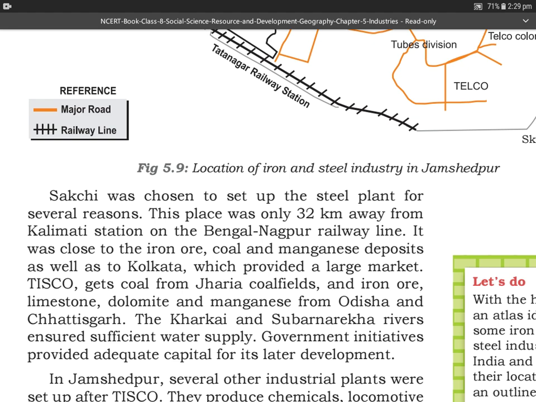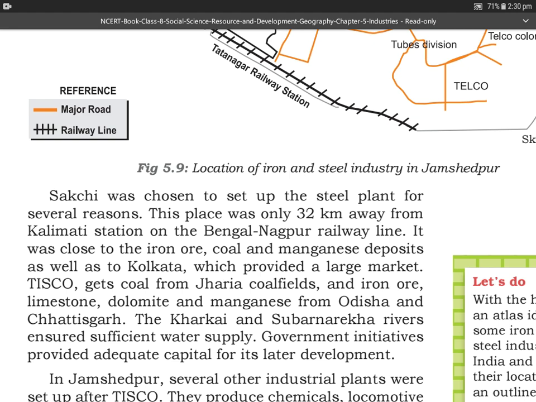This place was only 32 kilometers away from the Kalimati station on the Bombay-Nagpur-Kolkata railway line. So first point, transportation was easily available. It was close to the iron ore, coal and manganese deposits as well as Kolkata, which provided a large market. So because of raw material and market availability. TISCO gets coal from Jharia coalfields, and iron ore, limestone, dolomite, manganese from Odisha and Chhattisgarh.